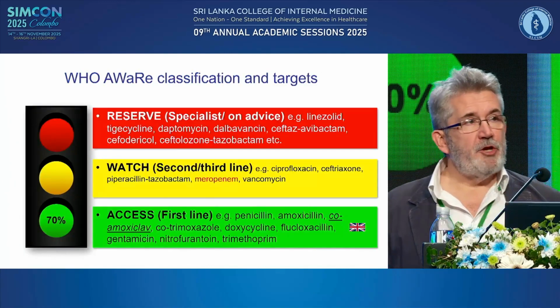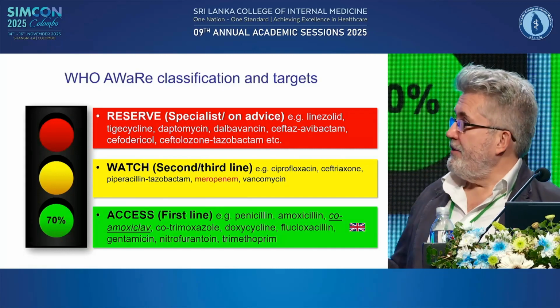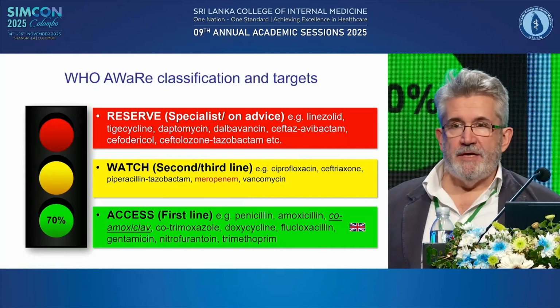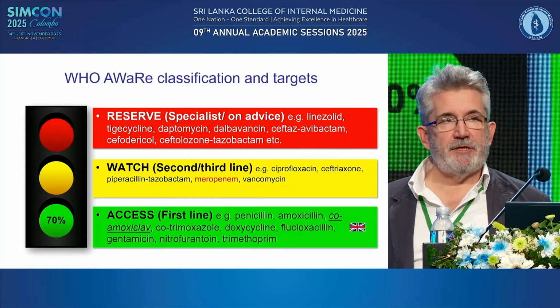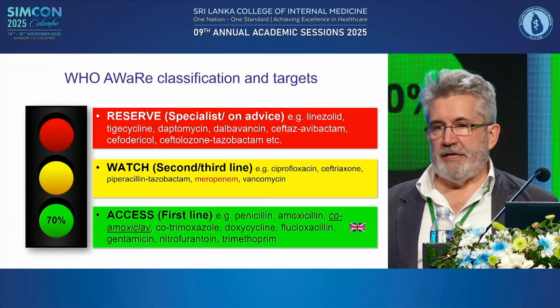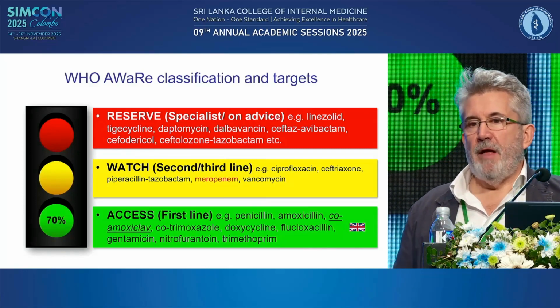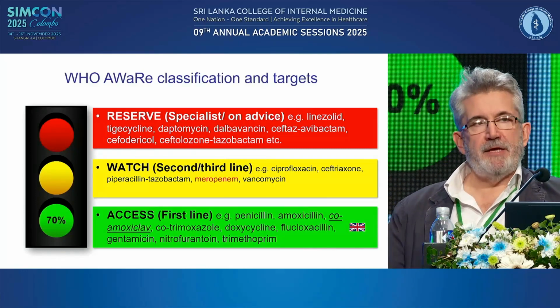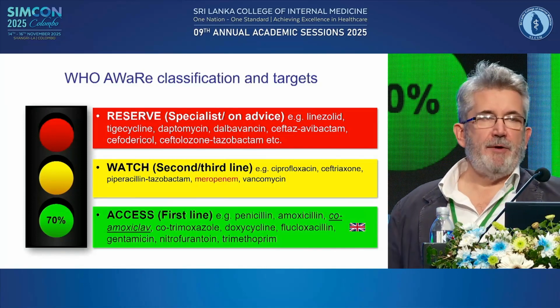This is the WHO aware classification. So in the UK, we've set a target for 70% of our antibiotics to be in the first-line access antibiotics. I know that's going to be difficult for you here, but we're trying very hard to minimize the use of the watch antibiotics.